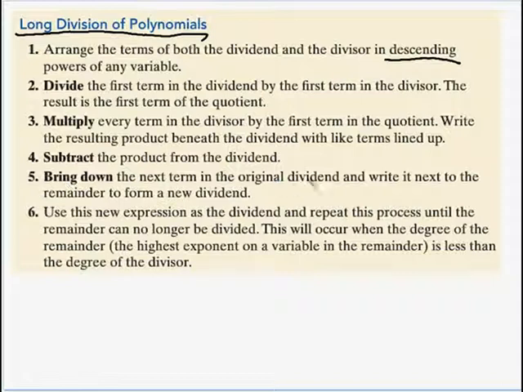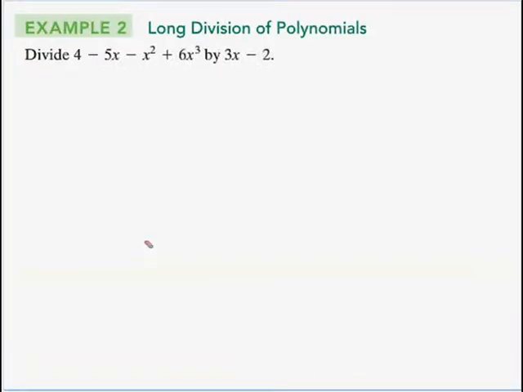Step 5, bring down the next term of the original dividend and write it next to the remainder to form a new dividend. Use this new expression as the dividend and repeat the process until the remainder can no longer be divided. This will occur when the degree of the remainder, the highest exponent on a variable in the remainder, is less than the degree of the divisor. Six easy steps to divide our polynomials. Okay, let's try this one.